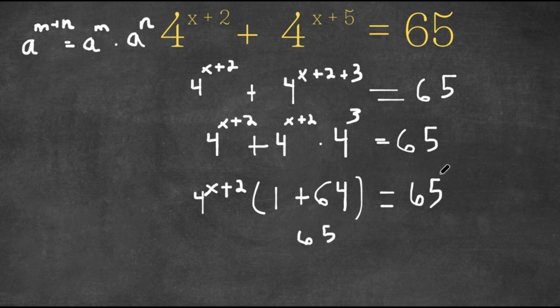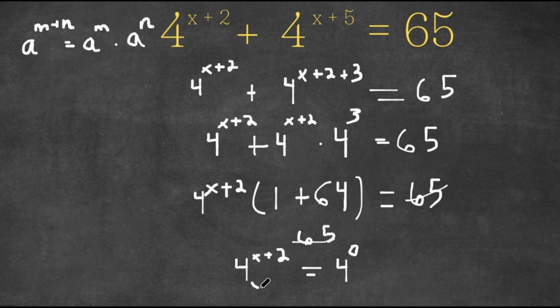So now if we divide by 65 on both sides, these two cancel out, and we would simply get 4 to the power of x plus 2 is equal to 65 divided by 65, which is 1. Now, if you guys know, 4 to the power of 0 equals 1, because anything to the power of 0 equals 1. So I'm going to replace the 1 with 4 to the power of 0.